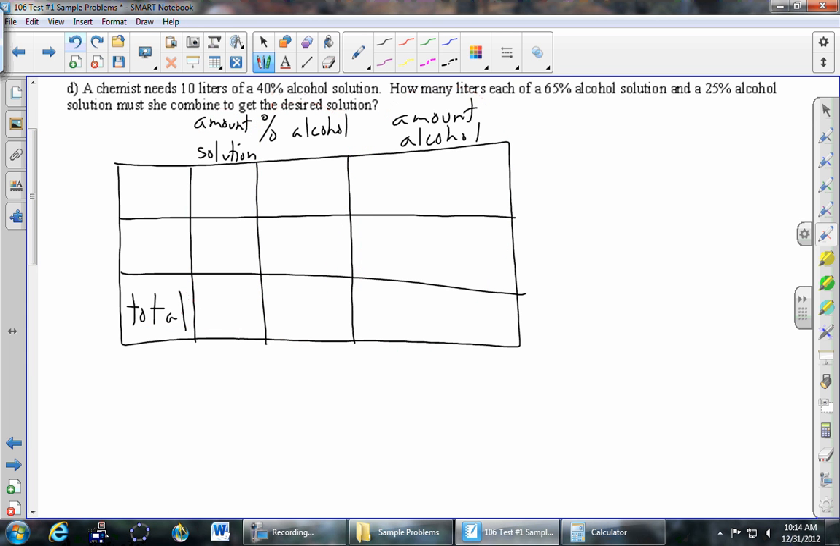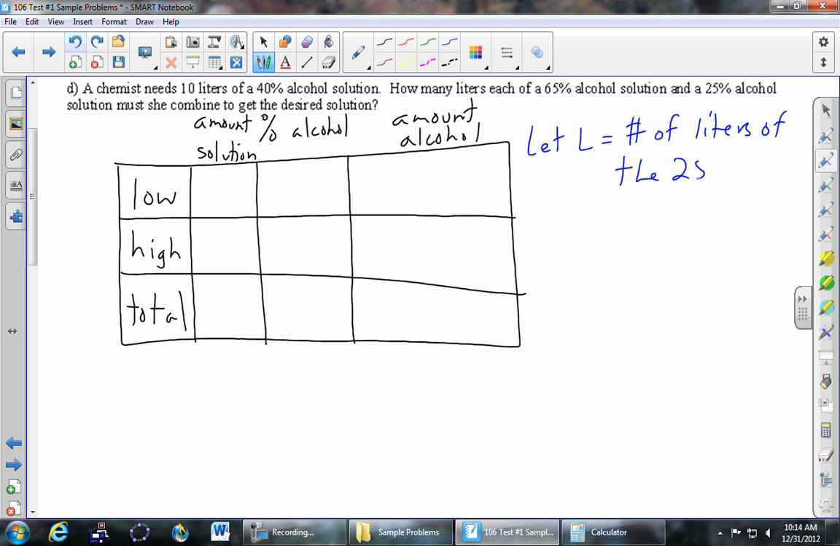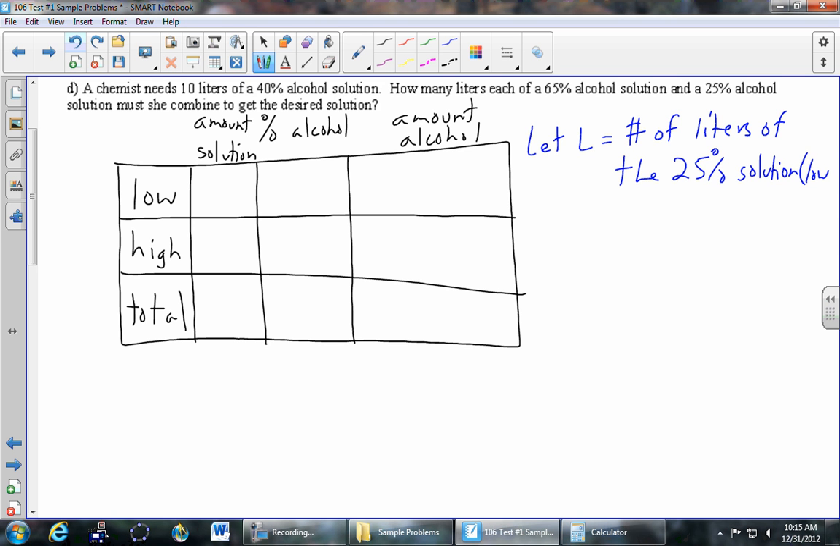We've got two different kinds of mixtures here. So I'm going to call these low and high, low concentration and high concentration. And so before I start filling in the table with variables, I need to define my variables. So we're going to let L equal the number of liters of the low solution, the 25% solution. And I'll put here in parentheses that I'm using L for low.